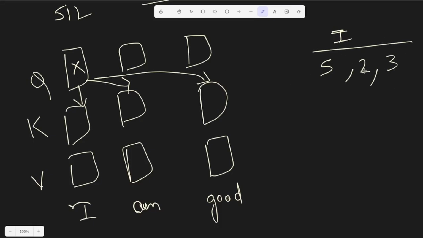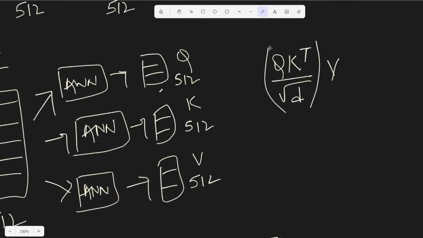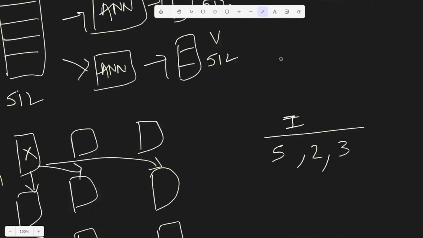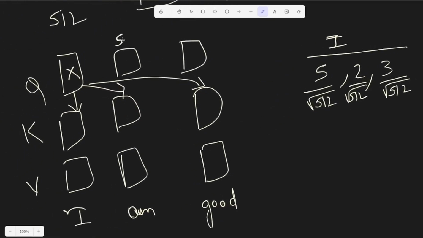Let's assume the dot product gives me these results. When I do the dot product, that's where we are talking about Q into K transpose, this part. Then what we do is usually divide it by the root of the dimensions. Since we know that each vector is of size 5 and 2, that's the dimension of the vector. This step is usually called scaling. We do that so that the values don't blow up.